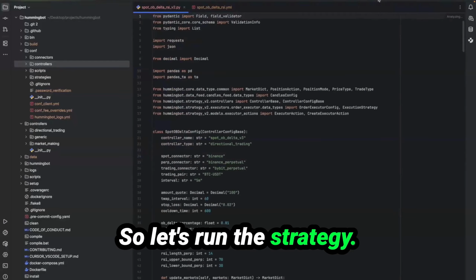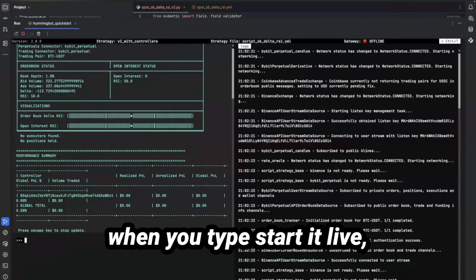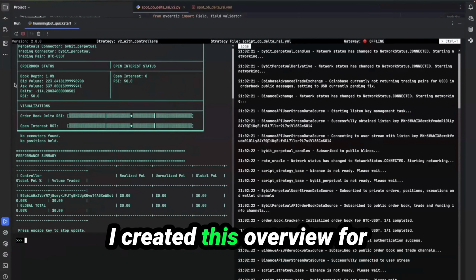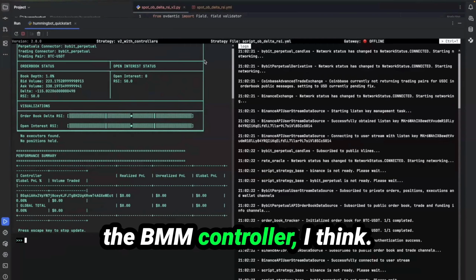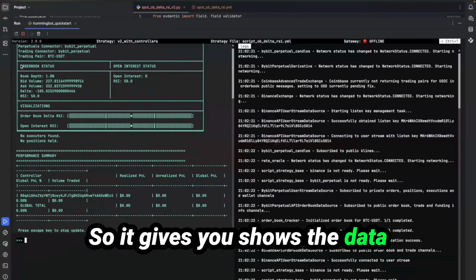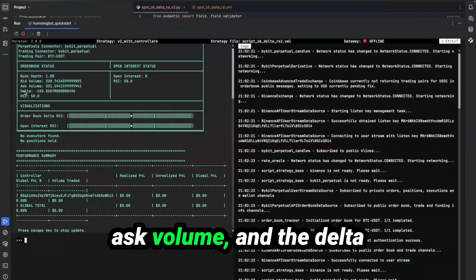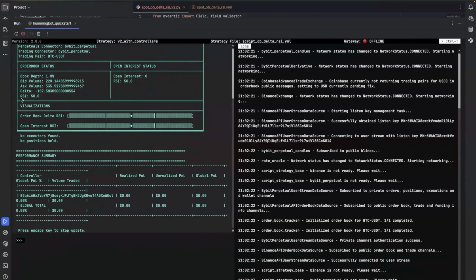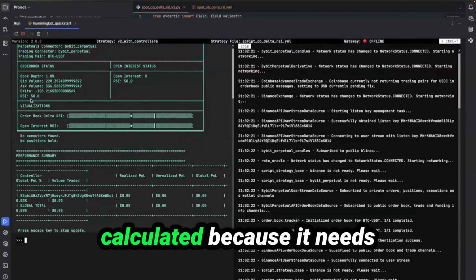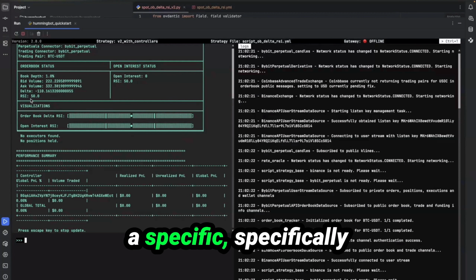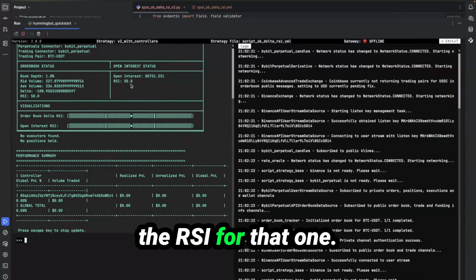Okay, so let's run the strategy. It's starting now. When you type status live, I created this overview for my controller, inspired by the PMM controller, I think. It shows you data about the spot order book status. For a book depth of 1%, you see the bid volume, the ask volume, the delta, and the calculated RSI. Of course, this will take a bit of time to actually be calculated because it's live data and it needs a specific amount of data first. Here you can also see the open interest and the RSI for that one.